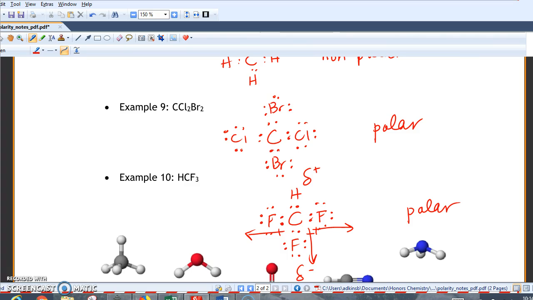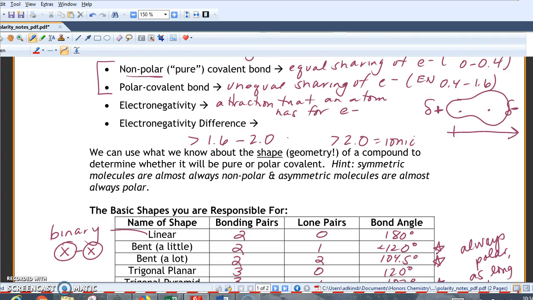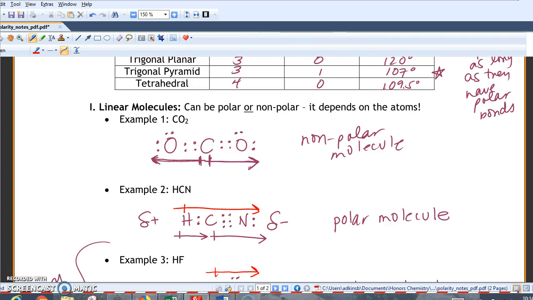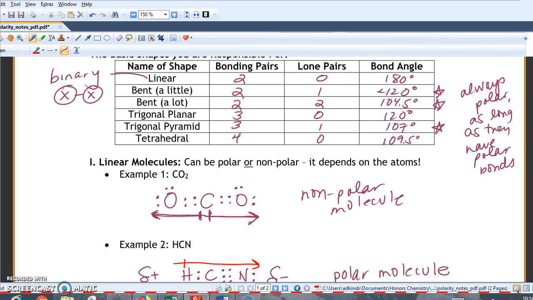So make sure that you know how to draw your Lewis diagrams, that you understand the difference between electronegativities and how you can use that to determine bond type. You have to know all your molecular geometries, and then go through each looking at symmetry if it's the ones that we didn't star. So the ones that are starred pretty much are going to be polar for our purposes. And then linear, trigonal planar, and tetrahedral, you look at symmetry to determine polarity.